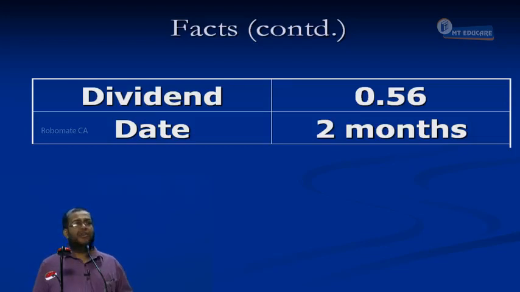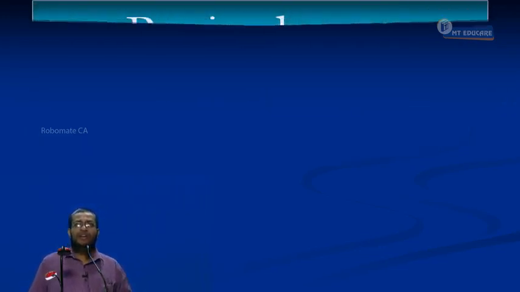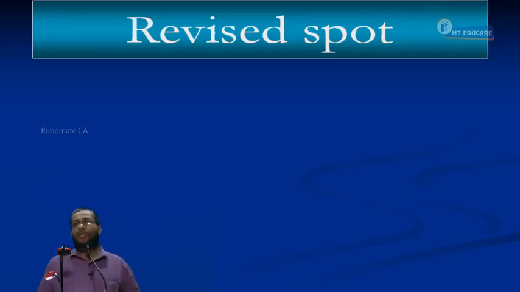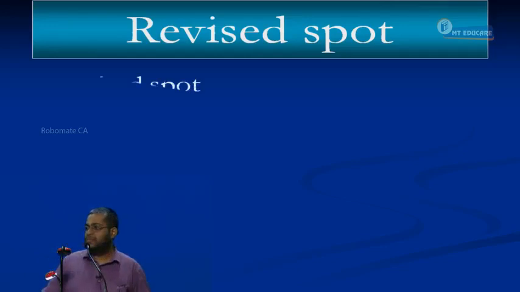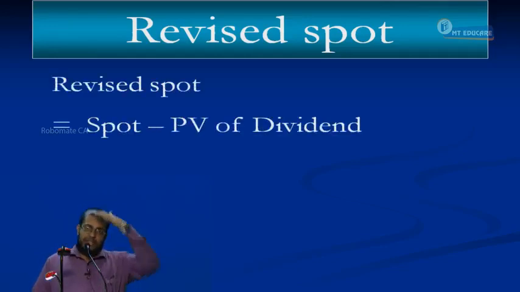Now, the discounting, compounding, believe me, we'll do it together. You need not check the calculation. Can you proceed? Now, write down revised spot price. You don't need to write it as a step. It is a preliminary step. Revised spot price is equal to spot price minus present value of dividend.